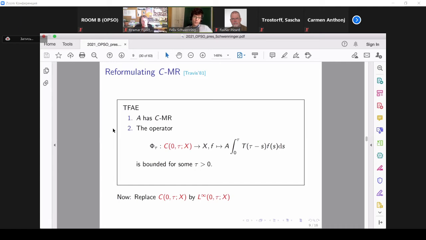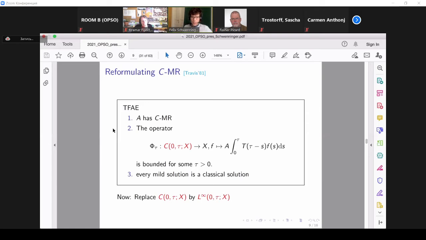Okay, now what we're going to do, and that's the definition you will see in the next slide, I want to replace the space of continuous functions here by L infinity. And clearly, this is a stronger assumption than the one given here. And we will investigate to what extent this is strong.